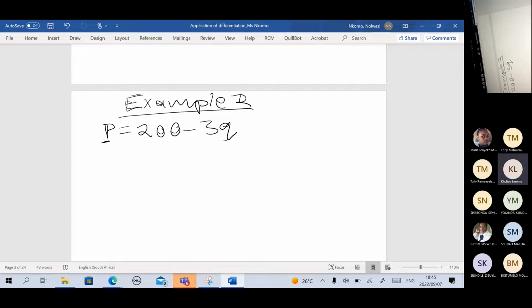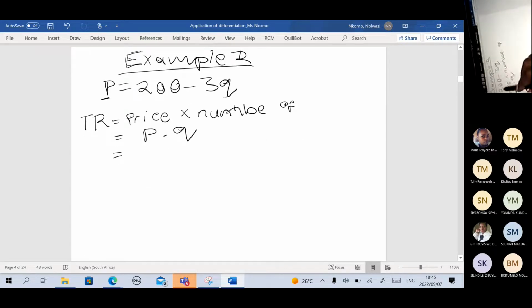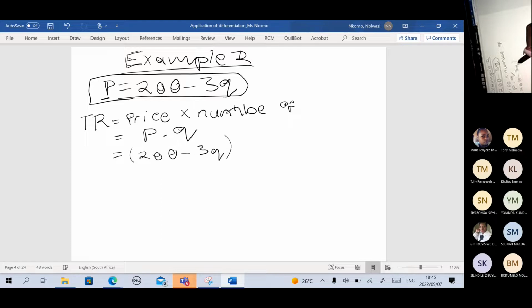We need to get the total revenue. Yes. Okay, and we know that total revenue is equal to the price per unit times the number of units, right? Which is just P times Q. And we know that P, which is the price, is given by this demand function. So our total revenue would be 200 minus 3Q times Q, right? Which if we simplify this out, we'll get 200Q minus 3Q squared. This is our total revenue.